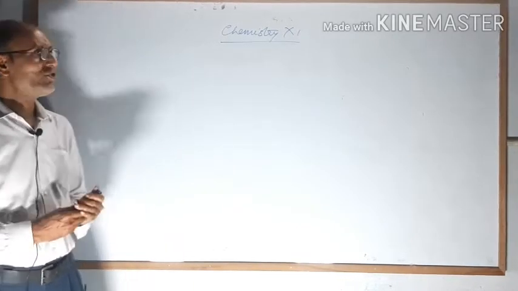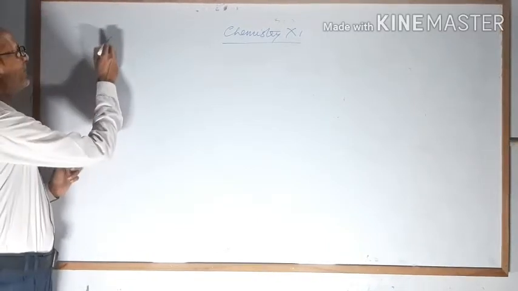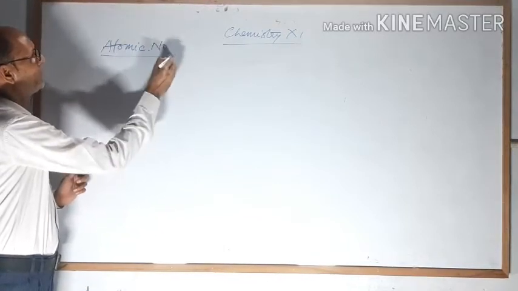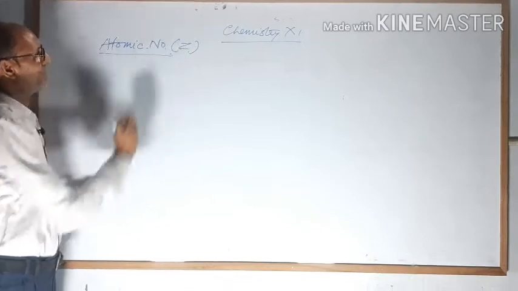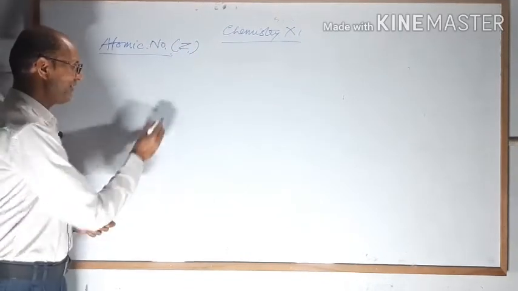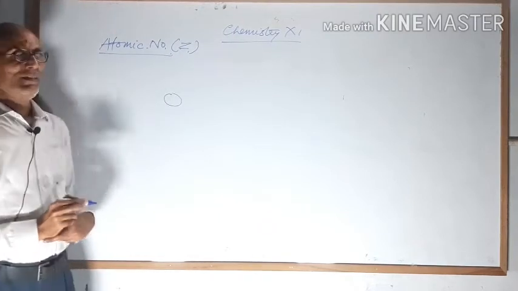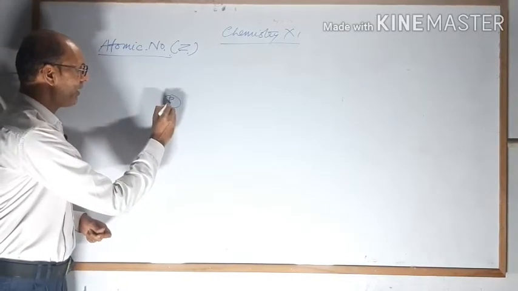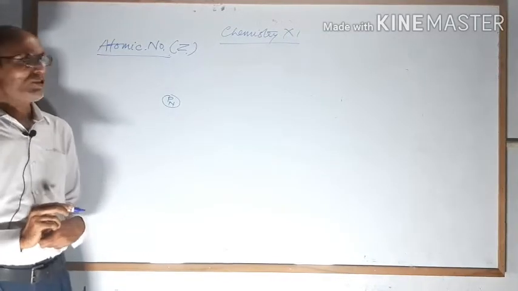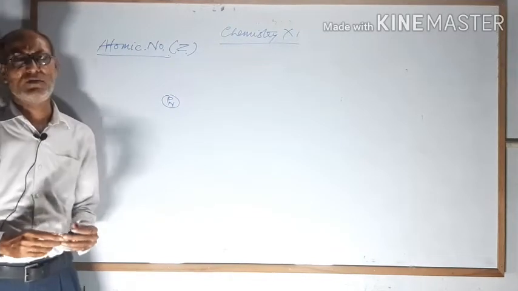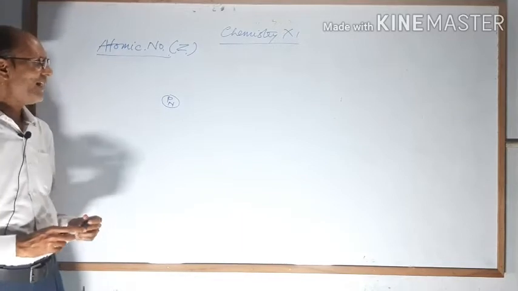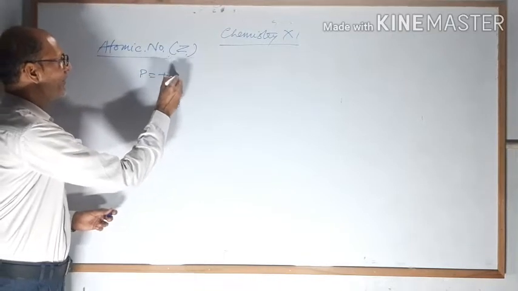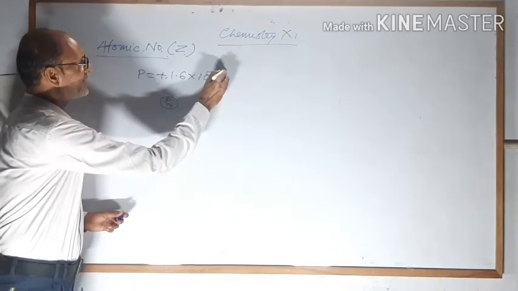First heading is atomic number, indicated by Z. Dear students, suppose this is a nucleus, and in the nucleus protons and neutrons are present. The proton is a positively charged particle. It carries a charge of plus 1.6 × 10^-19 coulomb. That means the charge on a proton is positive 1.6 × 10^-19 coulomb.